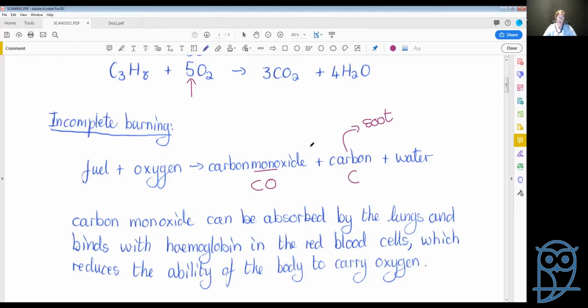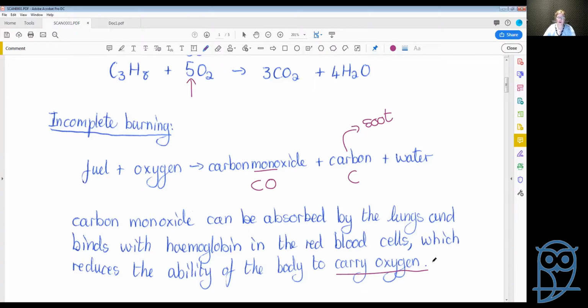So carbon monoxide is a very poisonous gas. So it gets absorbed by the lungs, and then it binds with the hemoglobin molecules in your red blood cells, which reduces the ability of the body to carry oxygen. So if you have carbon monoxide poisoning, it means you have less blood cells capable of carrying oxygen molecules to the cells in your body where it's needed. And that is a very big problem.